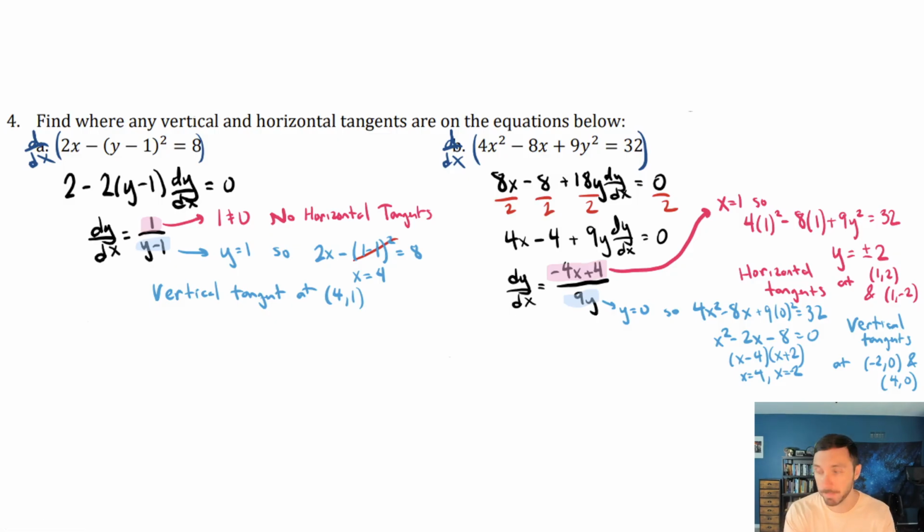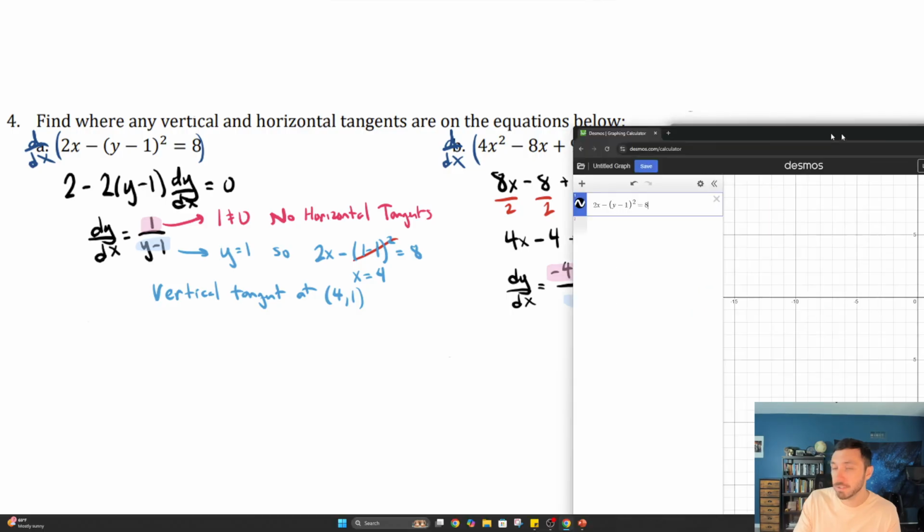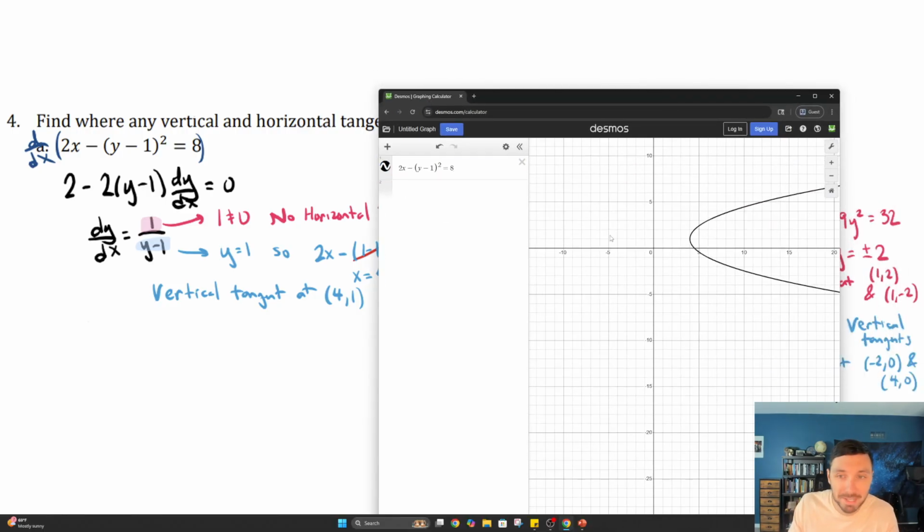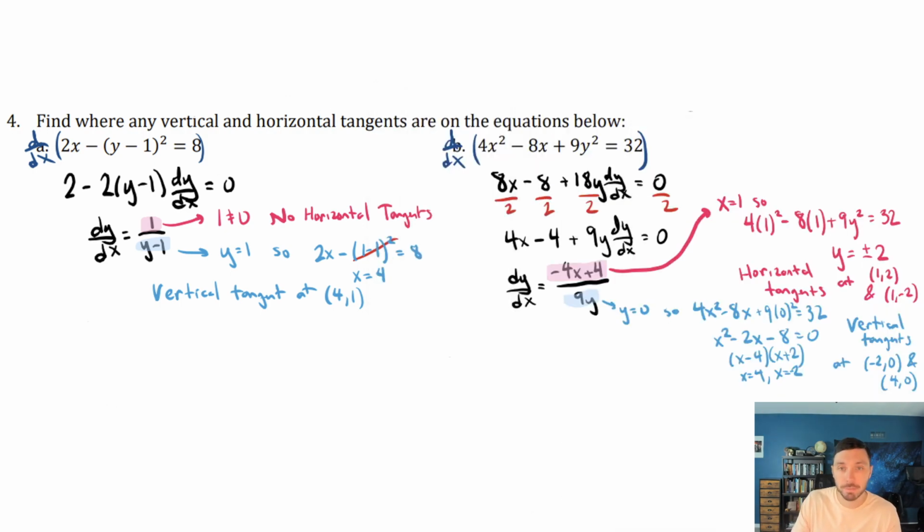I'll just show this one. I'm not going to show the second one. But if I graph it on Desmos, it's nice to see that the answer just works. It matches what you see graphically, because here's that vertical tangent at (4, 1). It's just a sideways parabola.